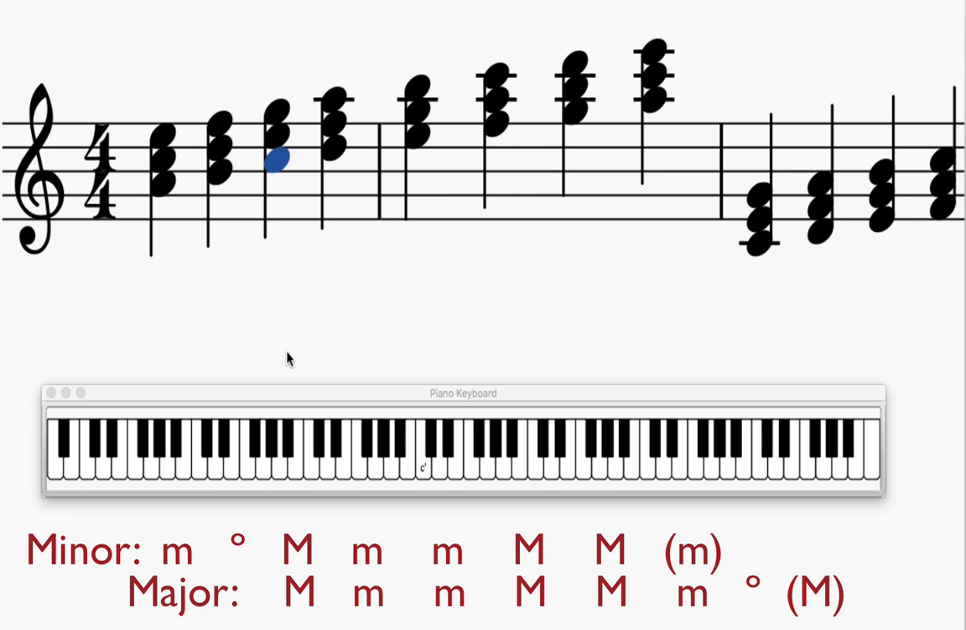And that works in any key. In any key, if you can figure out the diatonic chord progression of the relative major, then you'll have the right names for all the chords.